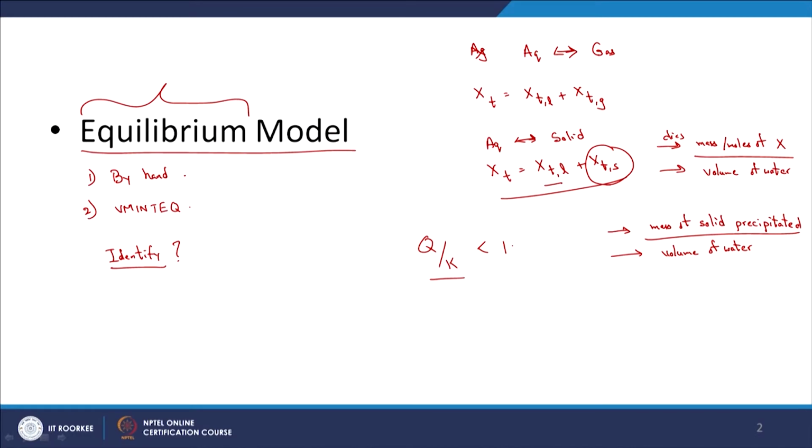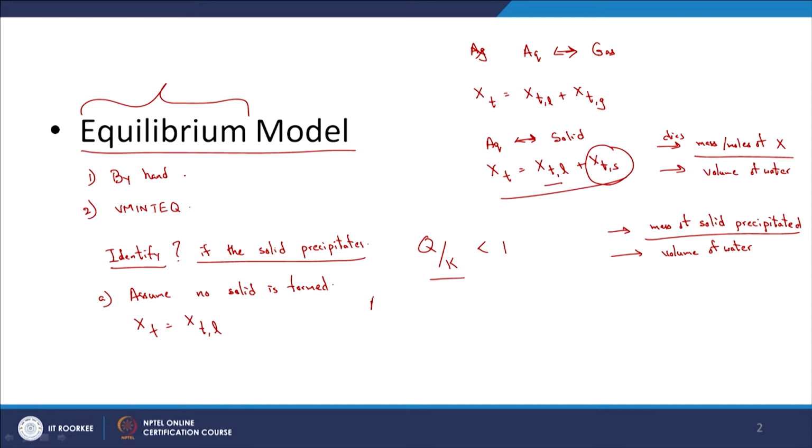Again, let me try to explain that here. What do I need to identify? I need to identify if the solid is formed or precipitates. So how can I do this? One way is to assume no solid is formed. So I am going to assume that there is no solid phase, so that x total is equal to x total in the liquid phase.